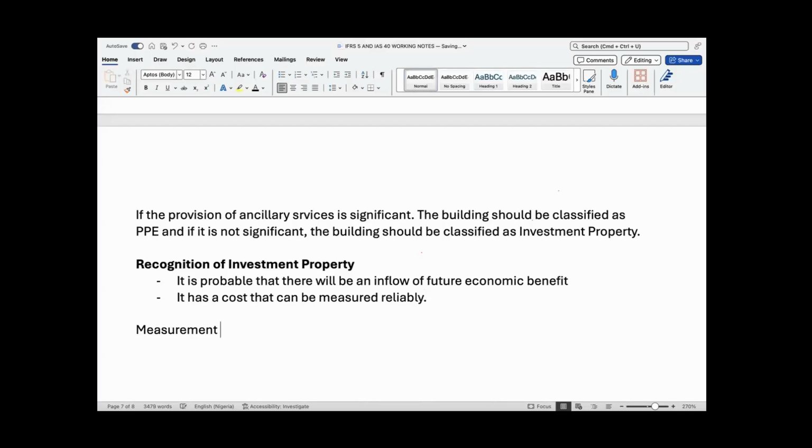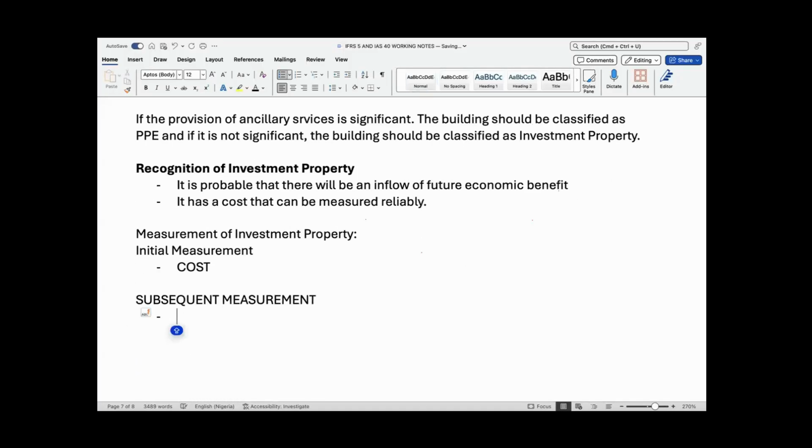Also, is measurement of investment property. So initial measurement of investment property is at cost. You measure it initially at cost, and for subsequent measurement, you either use the cost model or you use the fair value model.